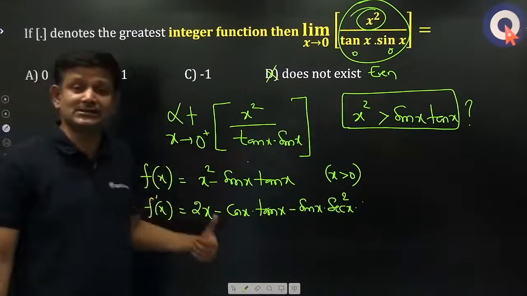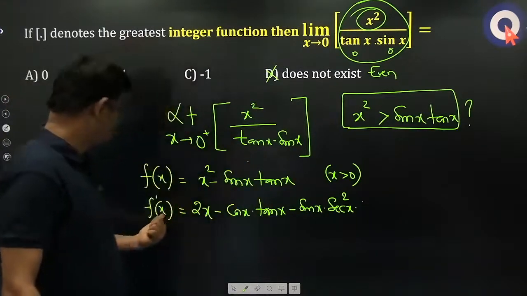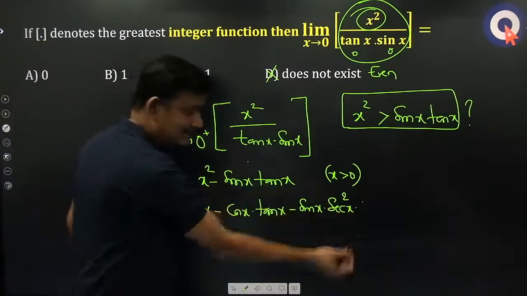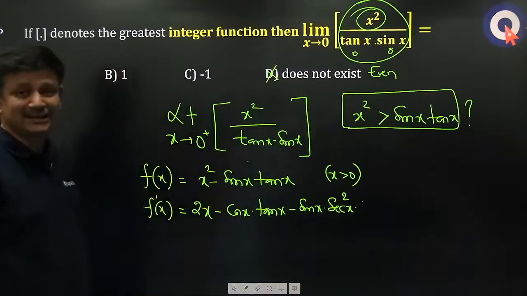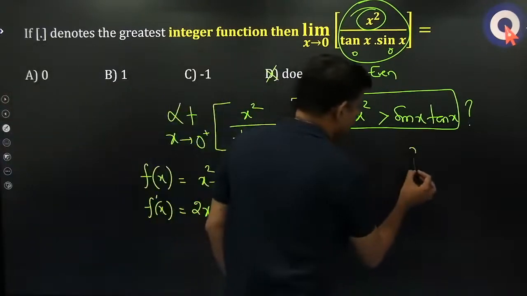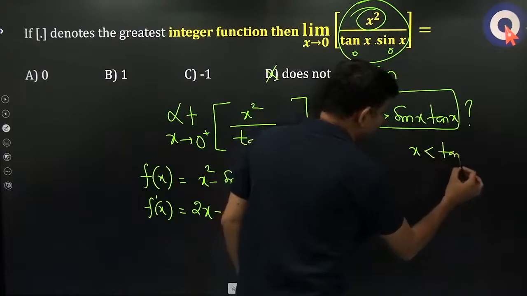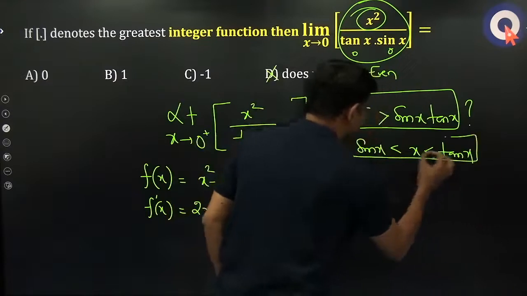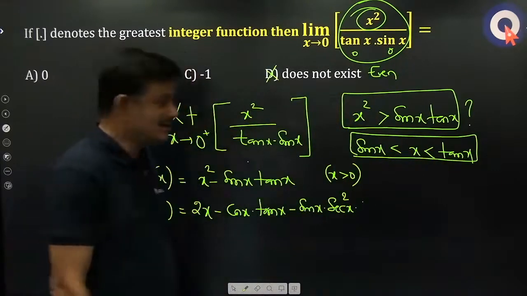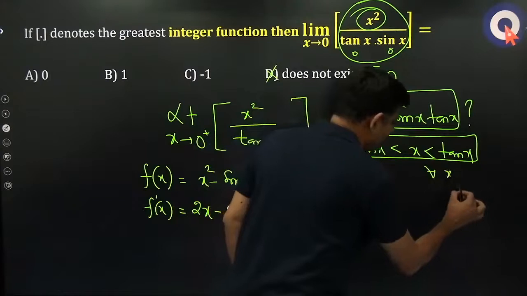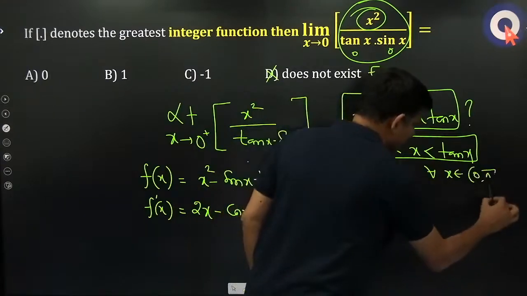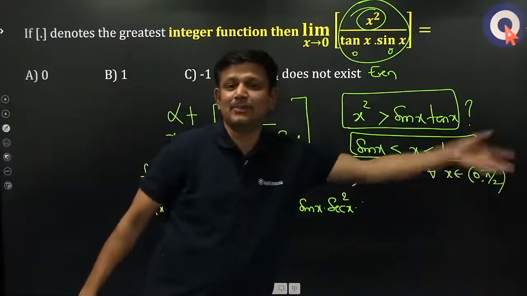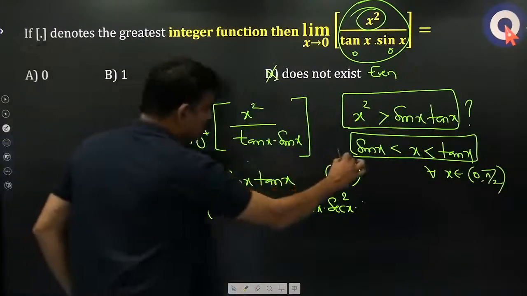To say whether the function is increasing or decreasing, you need to know whether f dash x is positive or negative. Again you have 2x and another trigonometric combination. Whenever you see x and a trigonometric combination, which inequality comes to your mind? For positive values of x, especially between 0 to pi by 2, x will be between sin x and tan x. This is true for all values of x between 0 and pi by 2, and because we are talking about 0 plus, we are exactly in this interval. This is what we know.